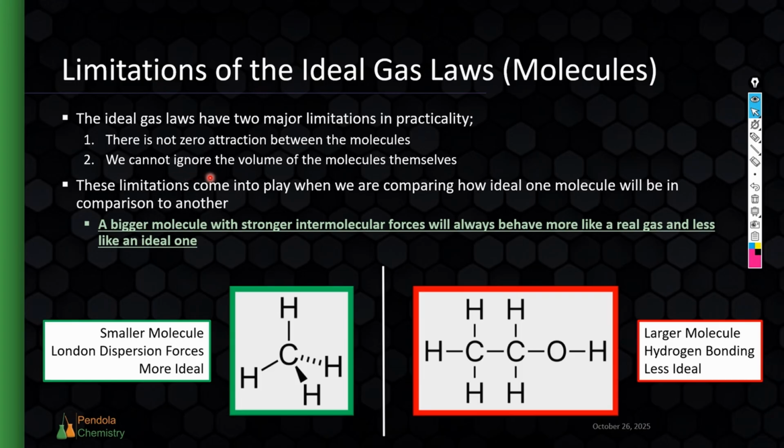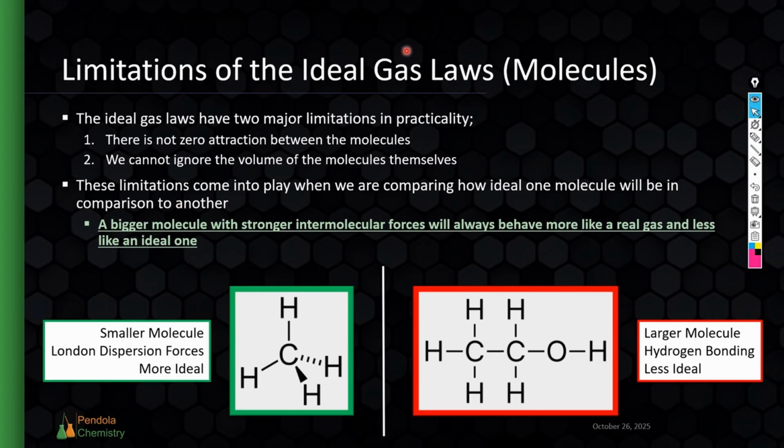And this is the key here. We are never going to have an ideal gas. Ideal gases are completely theoretical. We're never going to have an actual ideal gas. What we discuss with the ideal gas laws is whether molecules are more ideal or what we call more real. Real being that they deviate from the ideal gas law, meaning that they're breaking a bunch of these rules or assumptions that we're making.